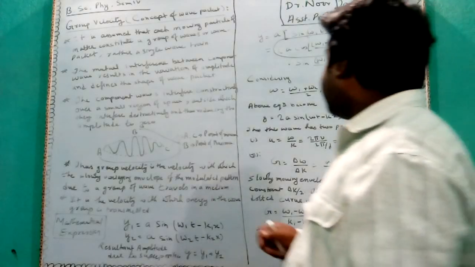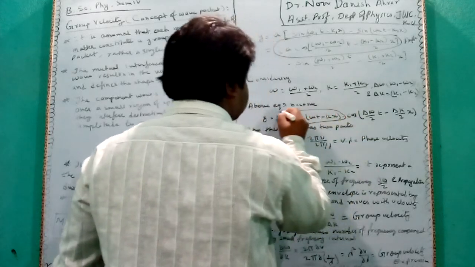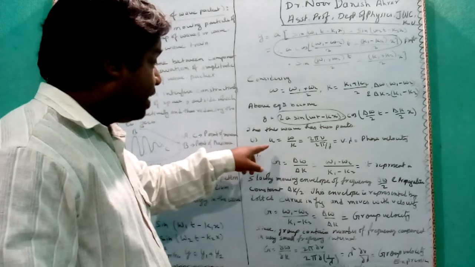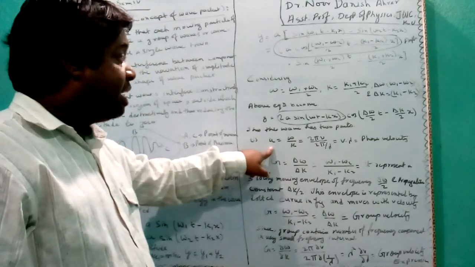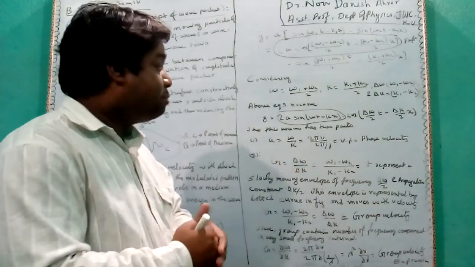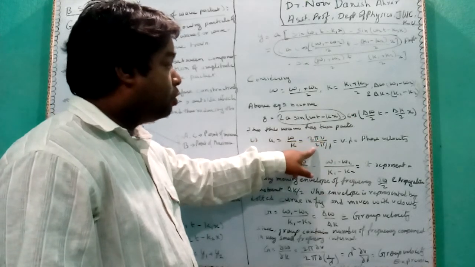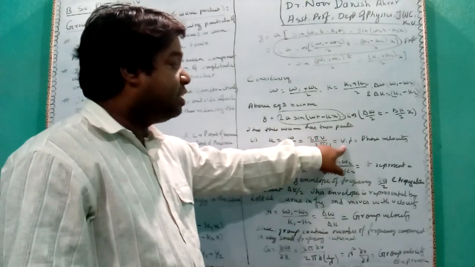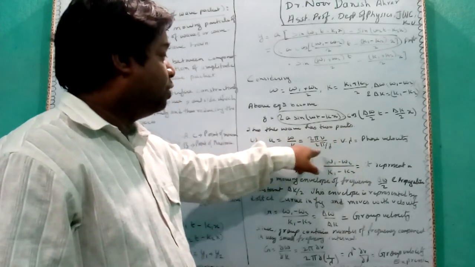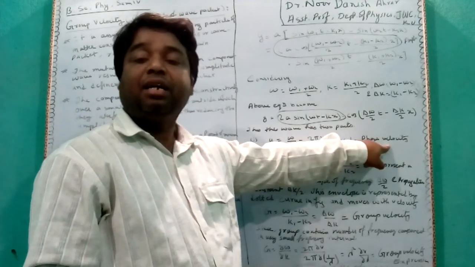Now, there are two parts of this expression. The first part is the sine term, from which we have already defined the phase velocity, u = ω/k. In terms of frequency and wavelength, this is 2πν divided by 2π/λ, which is equal to ν times λ, and that defines the phase velocity.